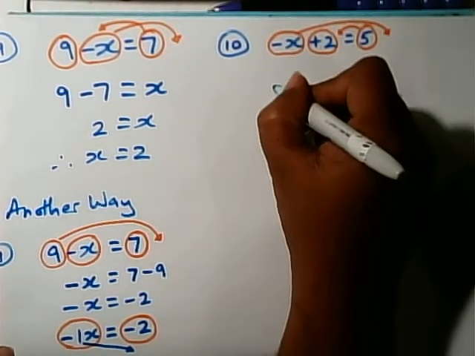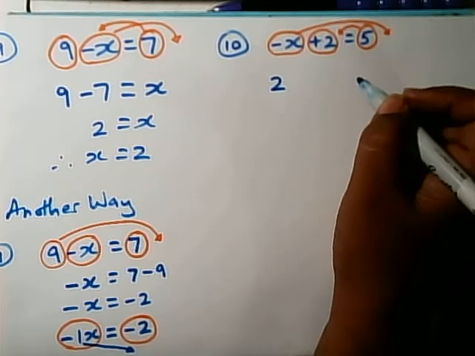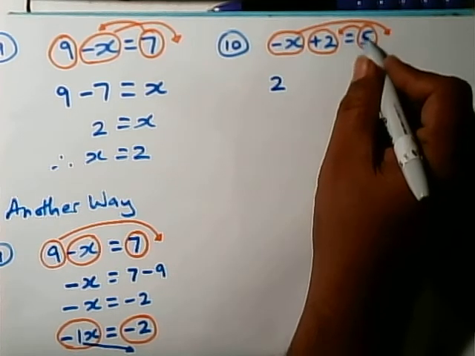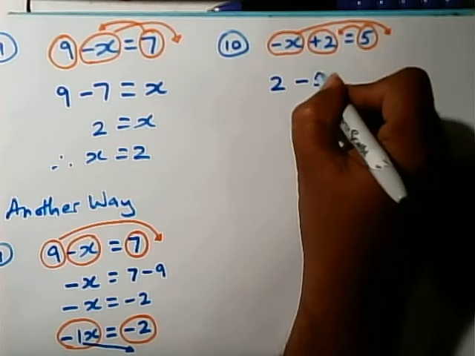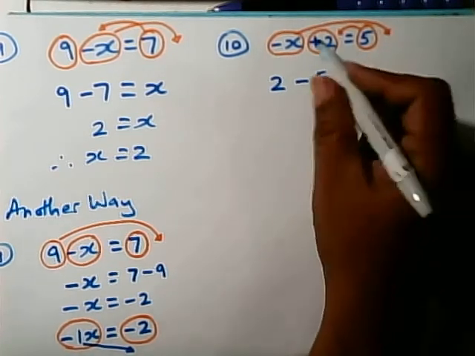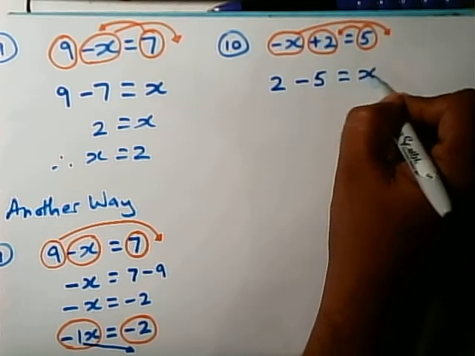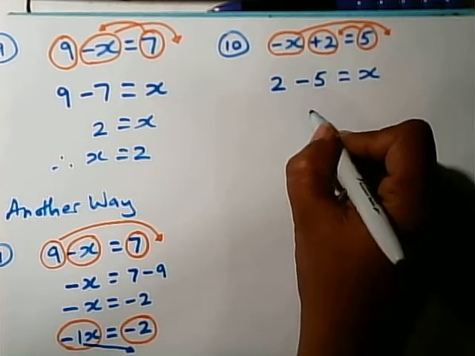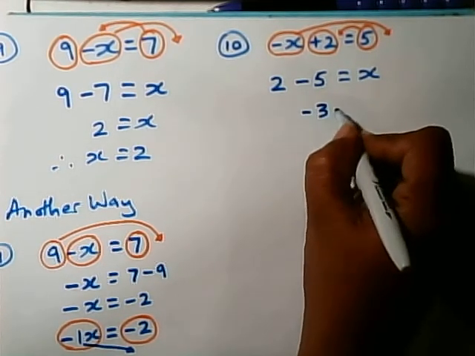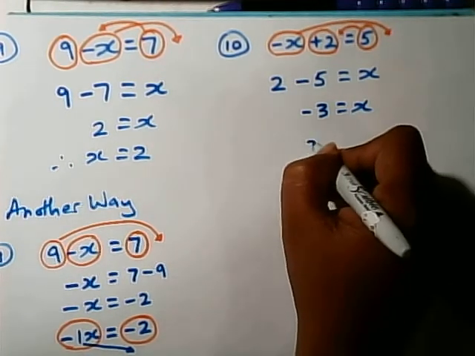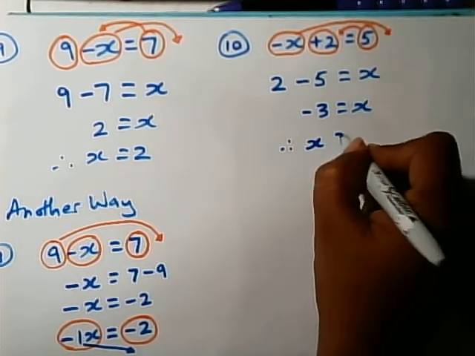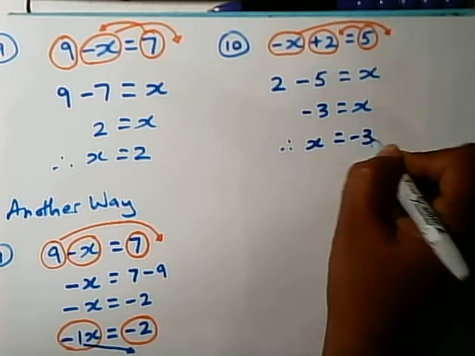So that positive 2 shifts here now as the first term. The 5 comes behind it as minus 5. And the x comes across here. 2 take away 5 is minus 3. We're done. x is minus 3. Therefore, x is minus 3.